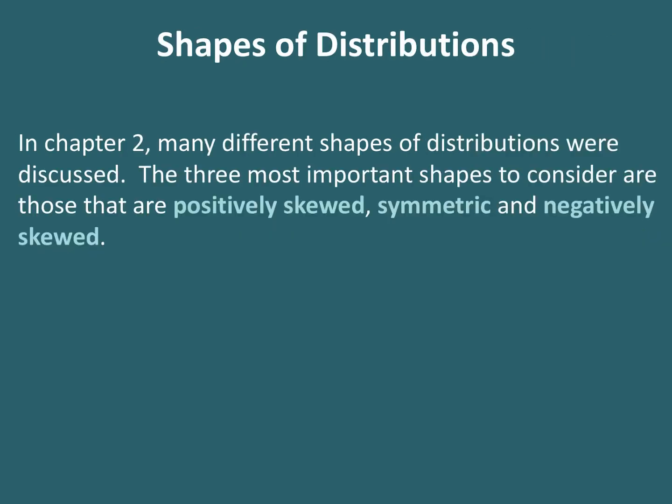Now we will look at shapes of distributions. In the future, we're going to see how these shapes are also going to be significant, but for now, we're just going to start with the basics. The 3 most important shapes to consider at this point are positively skewed, symmetric, and negatively skewed. Now, we've talked about this before, but let's go into a little bit more detail here.